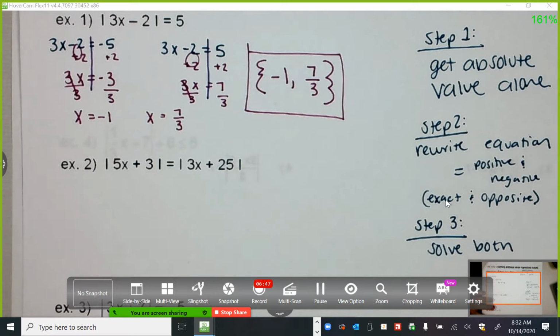Any questions about that? Okay, so this next one is a little different. Why? Yeah, there's 2 absolute values.